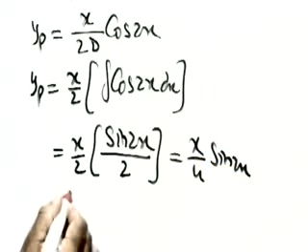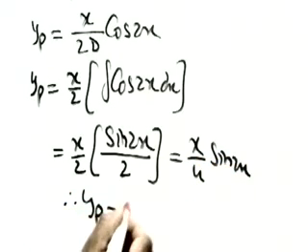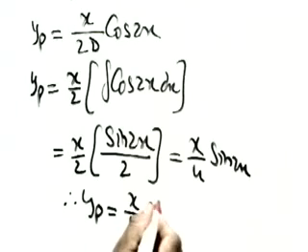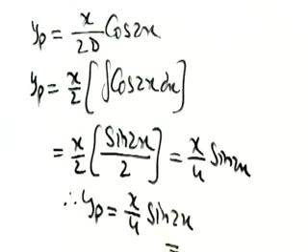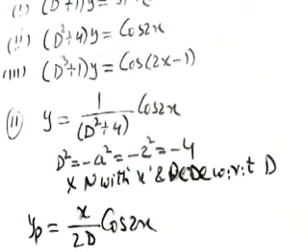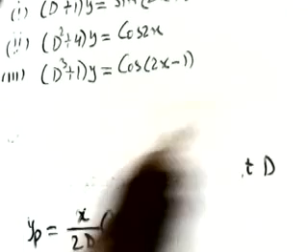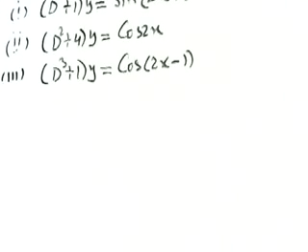x by 4 sine 2x. So therefore the particular integral is x by 4 sine 2x. Now let me try the third question also. So what is the third question? Now let me solve the third question.